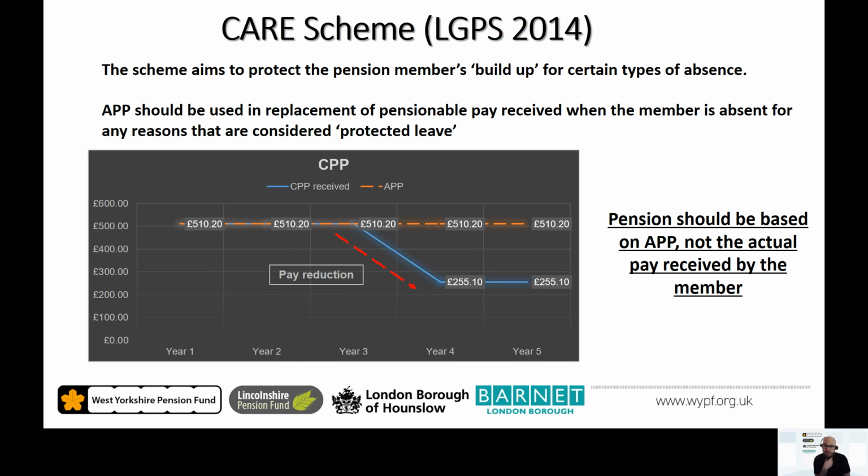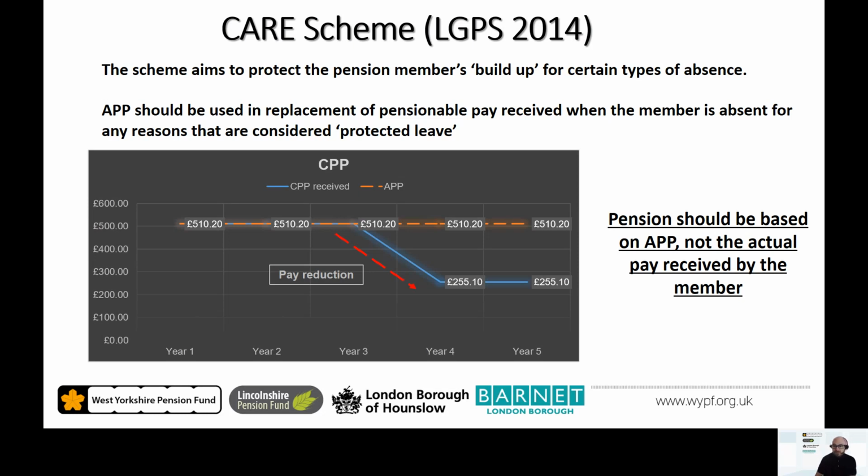So with the introduction of the CARE scheme, the scheme aims to protect the pension members build up for certain types of absence that fall into protected leave. I will cover more on the certain types of absence in the upcoming slides. So in the example on the previous slides, the member would normally receive £510.20 each year, but then had a reduction dropping down to £255.10.